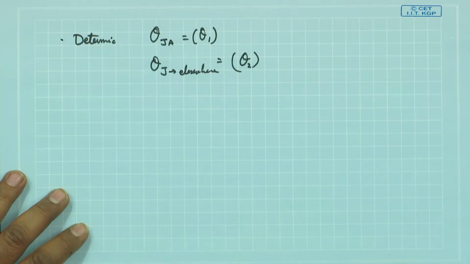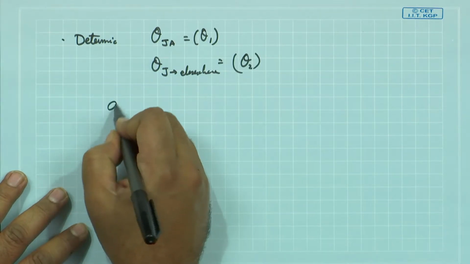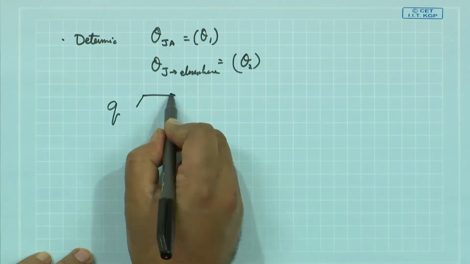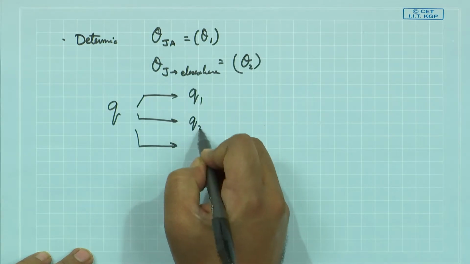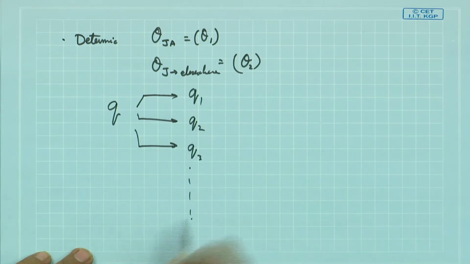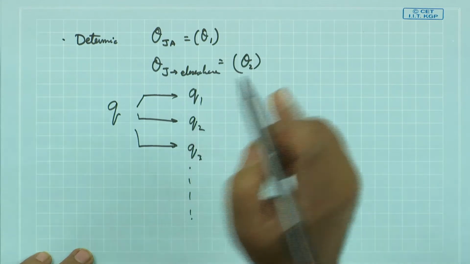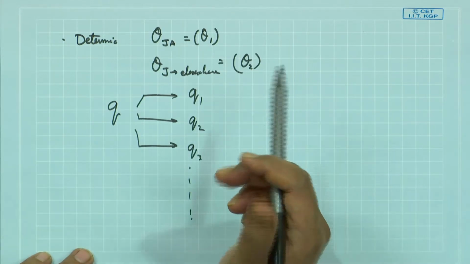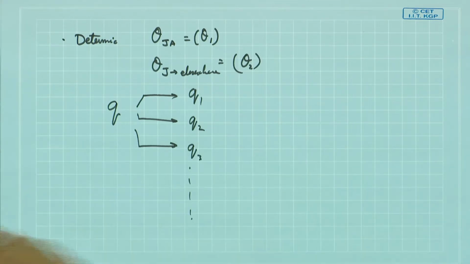There might be multiple cases, right? It might be through theta 3, theta 4, theta 5, all that. So, just like your electrical resistance in parallel, your Q will get split into Q1, Q2, Q3, and so on, and these will be inversely proportional to the thermal resistance being offered. So, we will look at examples like that.